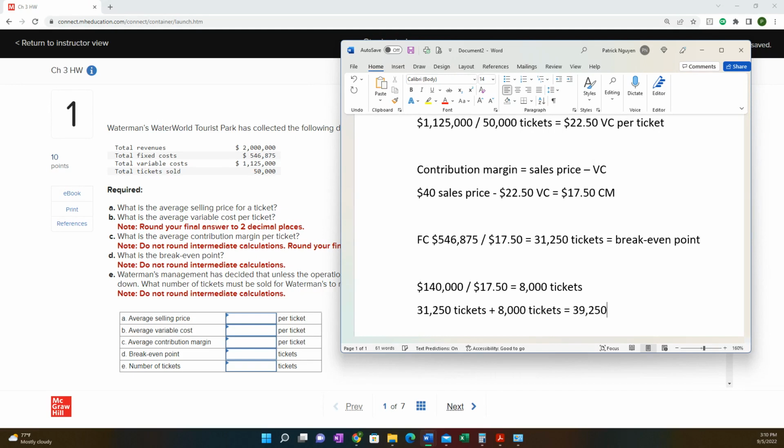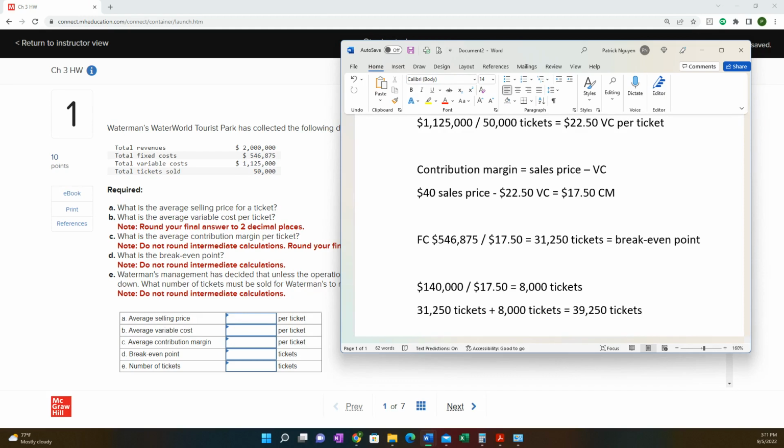So again, we need to sell 31,250 tickets to break even accounting-wise, but we need to sell an additional 8,000 to achieve a certain level of profit that we need in order for the business to be worthwhile. So that's question 1. Question 2 is very similar, so I'll let you guys work on question 2 on your own.